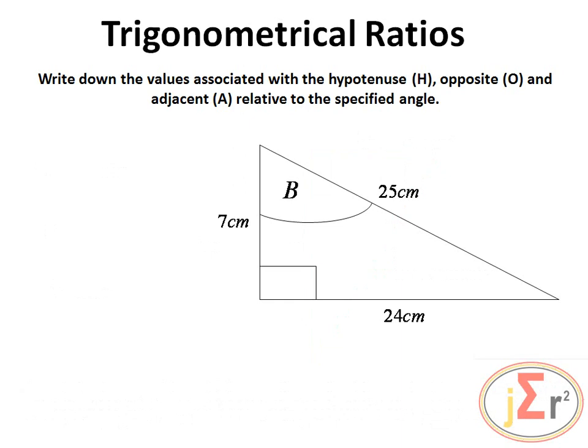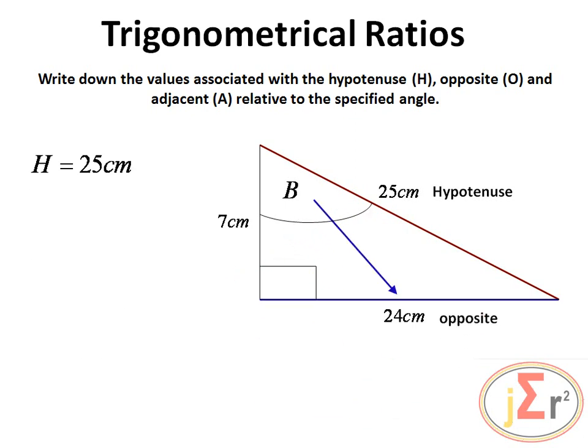We are going to continue with our exercise. Write down the name of the sides. Those are going to be relative to the specified angle. And the specified angle in this case is B. Of course, the hypotenuse is opposite to the right angle, that is 25 centimeters. The opposite, the one that is opposite to the specified angle, that is 24 centimeters. And the adjacent is the one that is right beside the angle. It forms the angle along with the hypotenuse, but the hypotenuse has its special name already. So that side that is called the adjacent, 7 centimeters. There you have it.